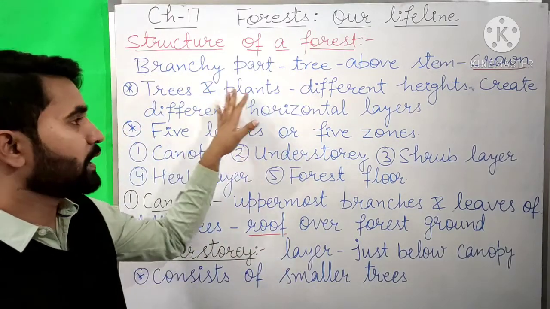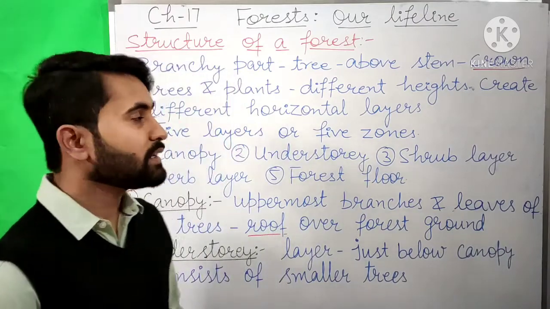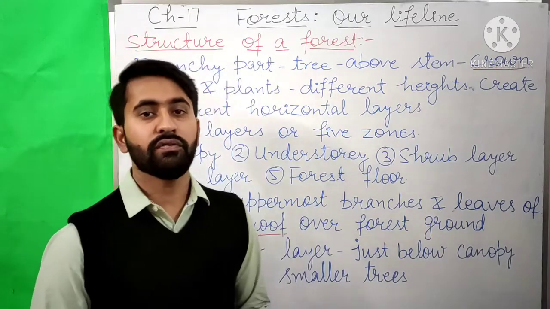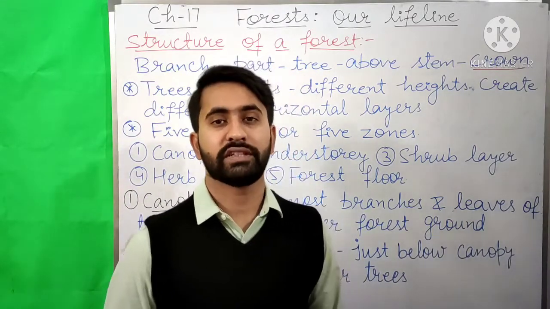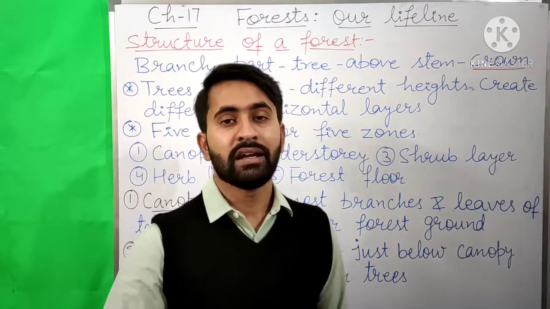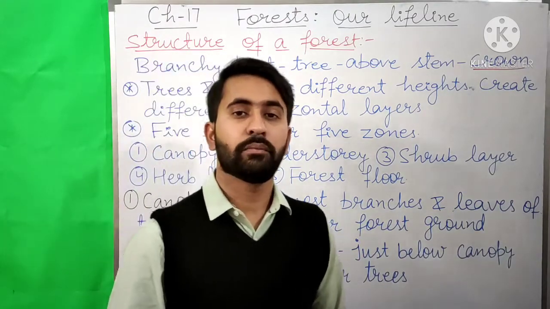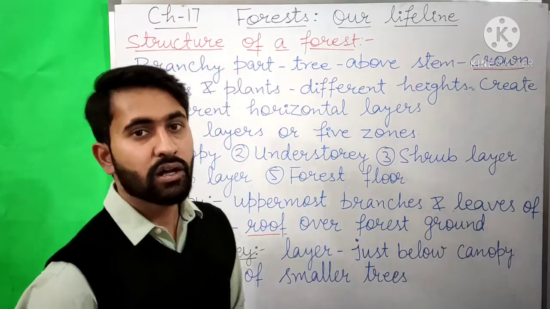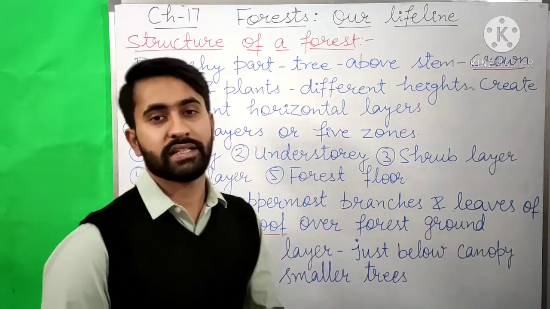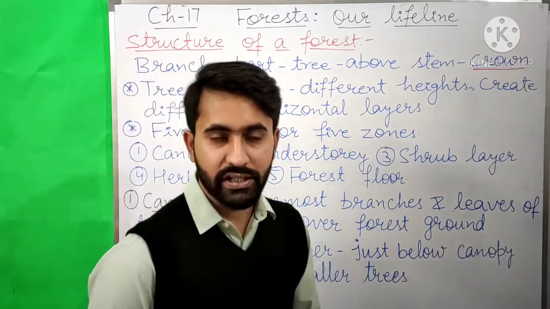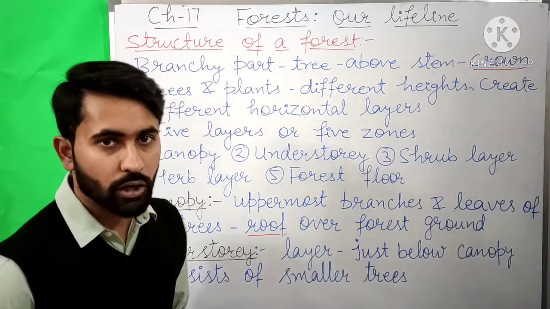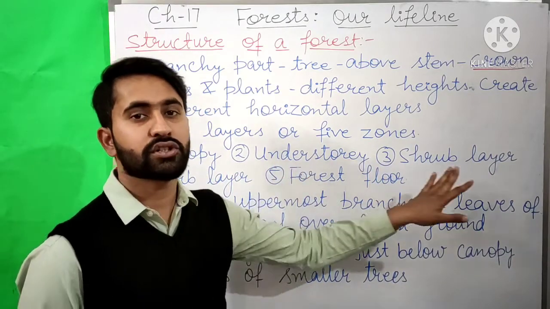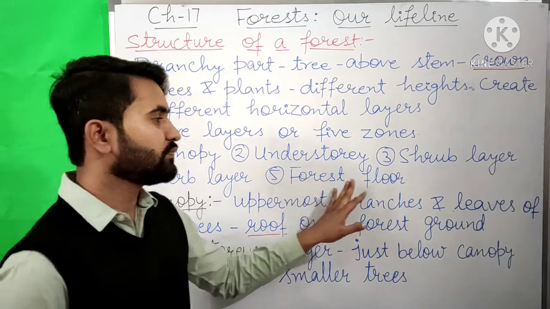The trees and plants of different heights create different horizontal layers in the forest. So a forest consists of different horizontal layers of vegetation, meaning a forest has different horizontal layers of plants and trees. Scientists divide a forest into 5 layers or 5 zones of vegetation. The 5 layers of vegetation in a forest, starting from the top and going down, are: first canopy, understory, then shrub layer, herb layer, and the forest floor.